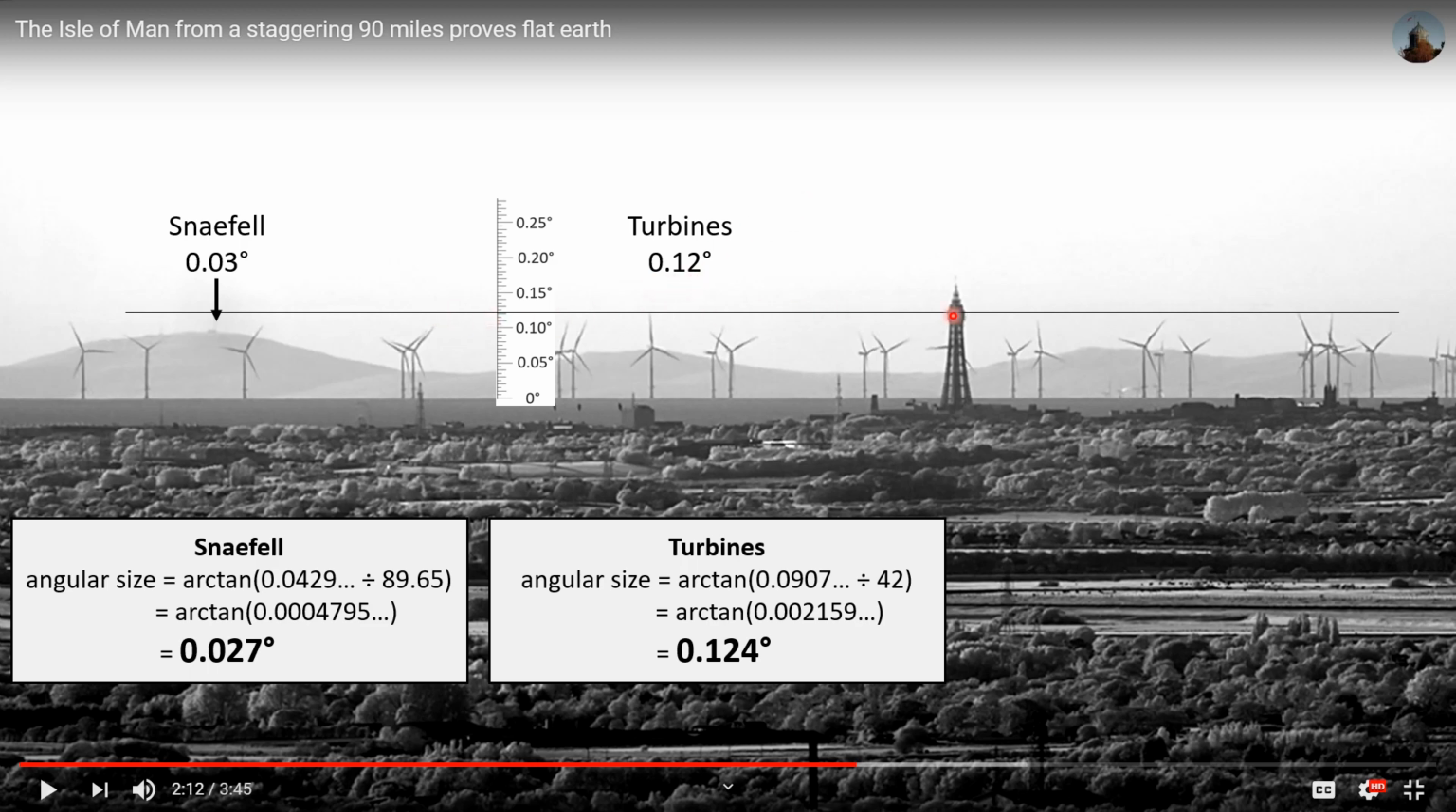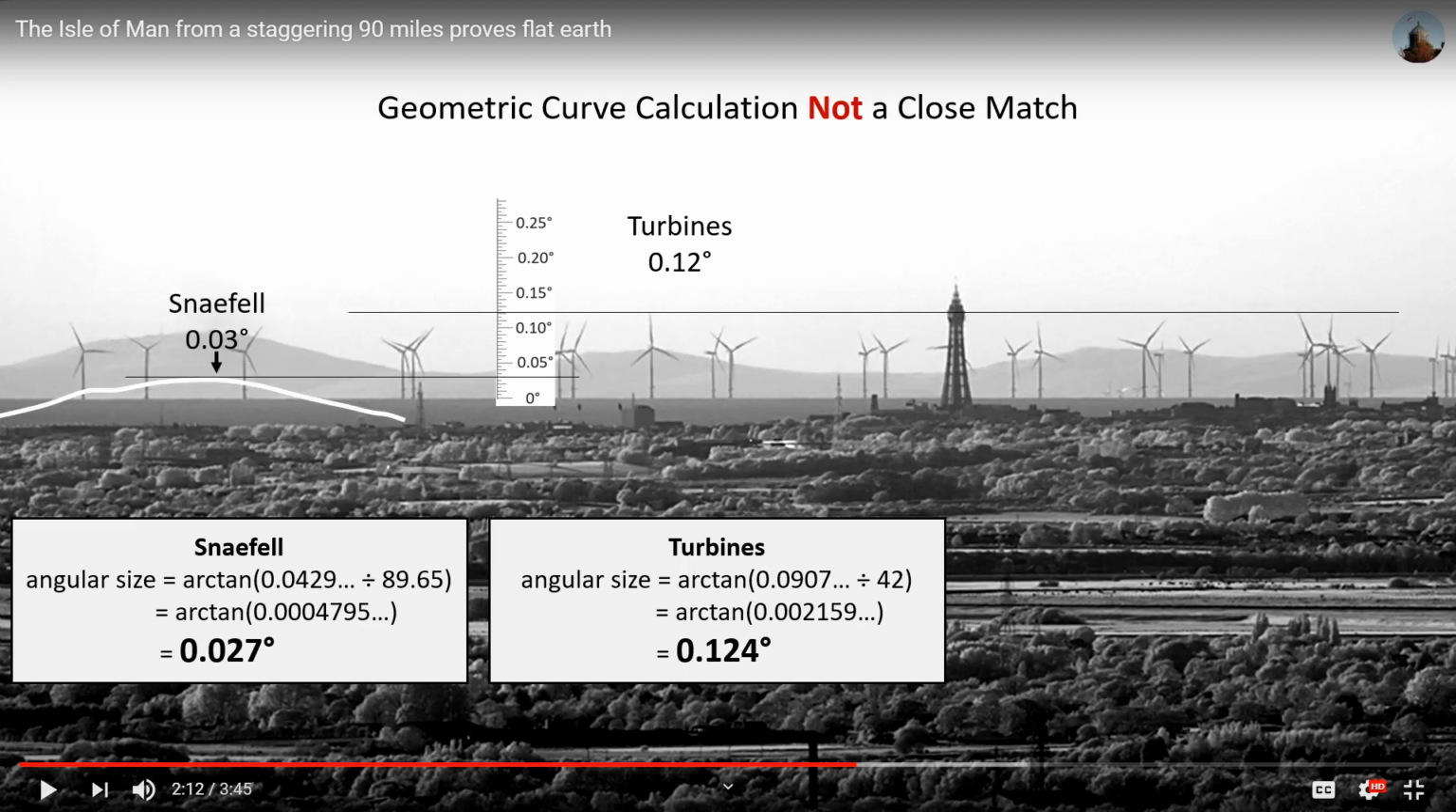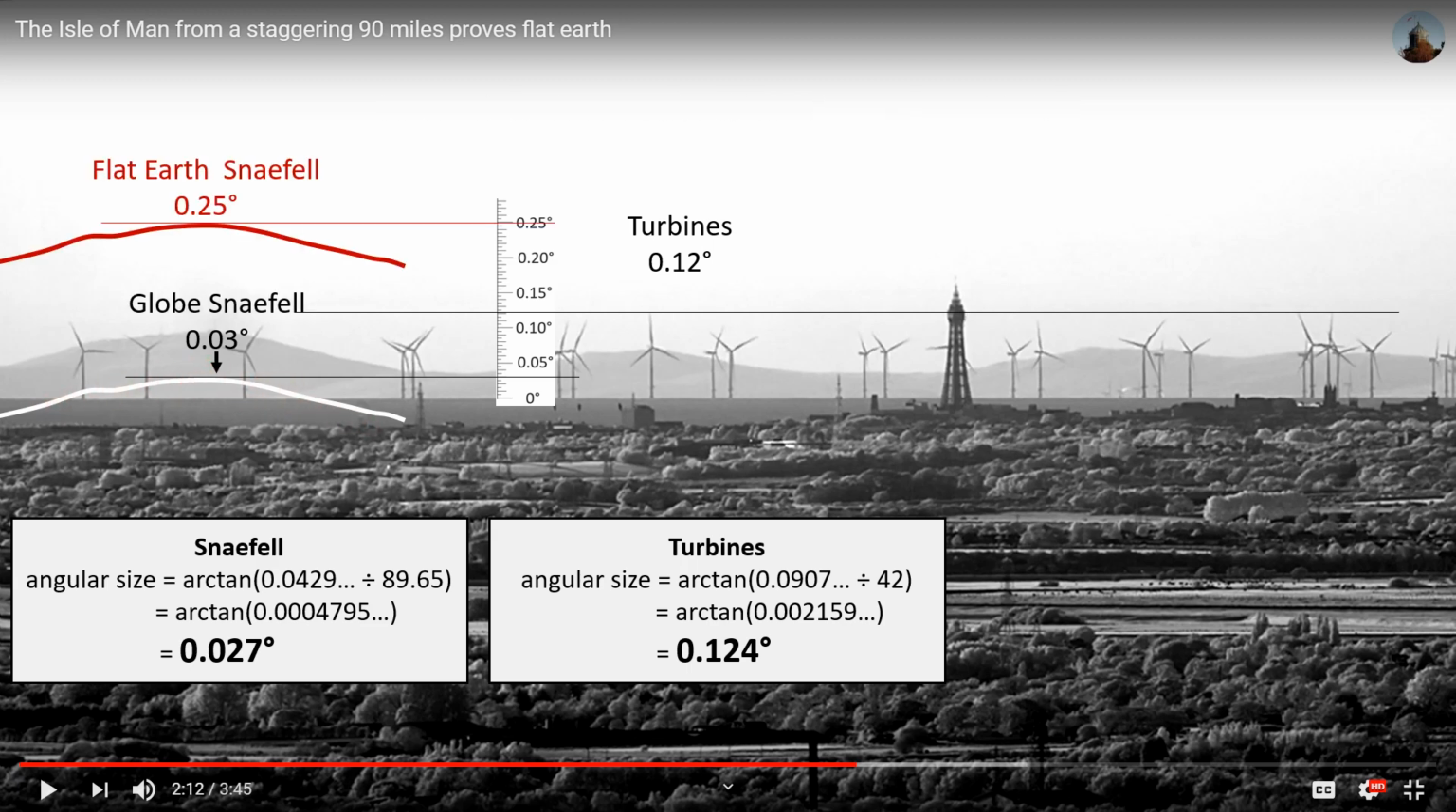I'm going to draw a line across the top of this turbine and this turbine over here, since they both have upright blades, and here is my angular size ruler that is scaled to 0.12 degrees. So this is not a close match, because this shows that Snaefell should be somewhere down in this area. But it is a better match than the flat Earth, which at 0.25 degrees would put Snaefell way up here. So let's take a look at the refracted hidden.